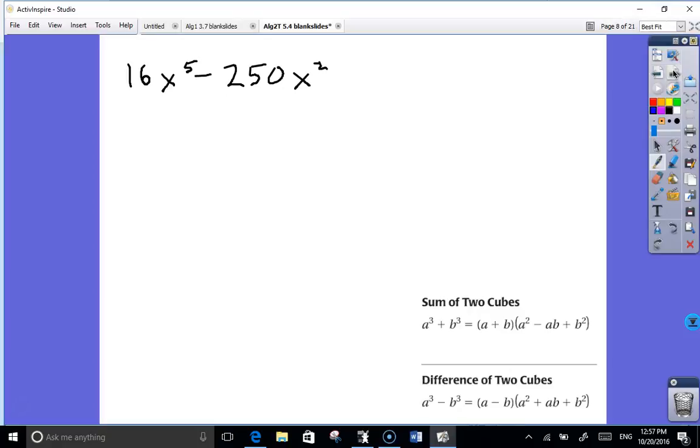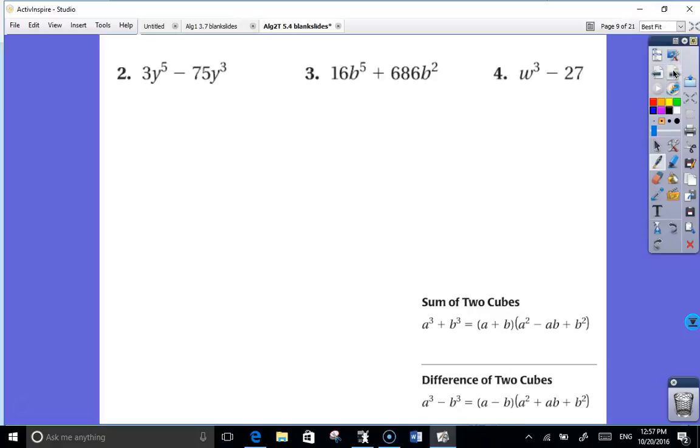So I'm not even remembering. Do I have a you try? How about try to do number 4? So what number cubed is 27? 3. So w to the third minus 3 to the third.